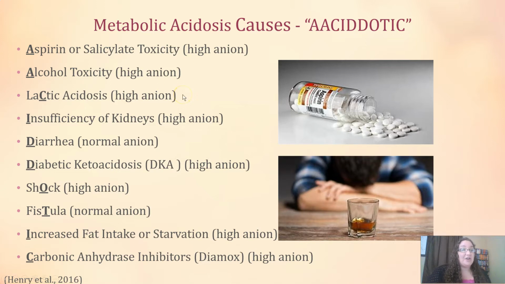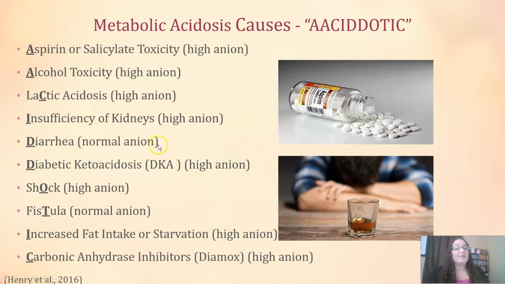But lactic acidosis doesn't happen unless there's an extreme loss of perfusion and oxygen to the tissues, so in either extreme exercise or other causes like shock. Insufficiency of kidneys, high anion. So kidney failure. The kidneys just can't keep up. They can't excrete all the acid, and it builds up and builds up. And like potassium, which is a hydrogen ion, it builds up and it's acidic.